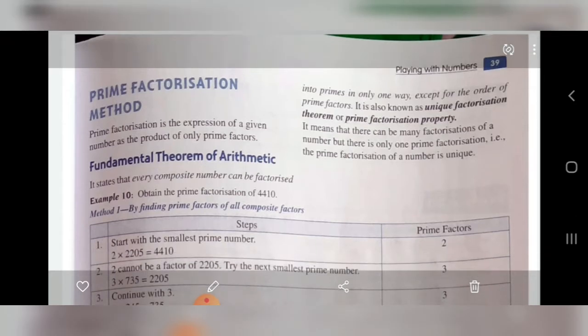Hello students, welcome back to the maths class. So let us continue with chapter number 4. We have already understood prime numbers, composite numbers, odd numbers, even numbers. So today we are going to understand prime factorization method.